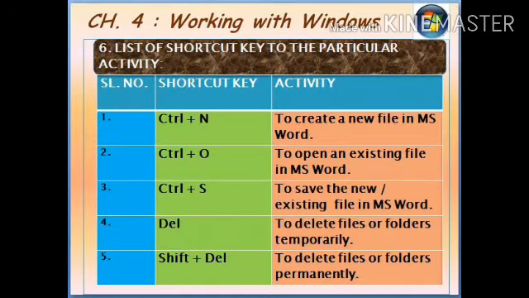List of shortcut key to the particular activity. Ctrl+N is used to create a new file in MS Word. Ctrl+O is used to open an existing file in MS Word. Ctrl+S is used to save the new or existing file in MS Word. Del is used to delete files or folders temporarily. Shift+Del is used to delete files or folders permanently.